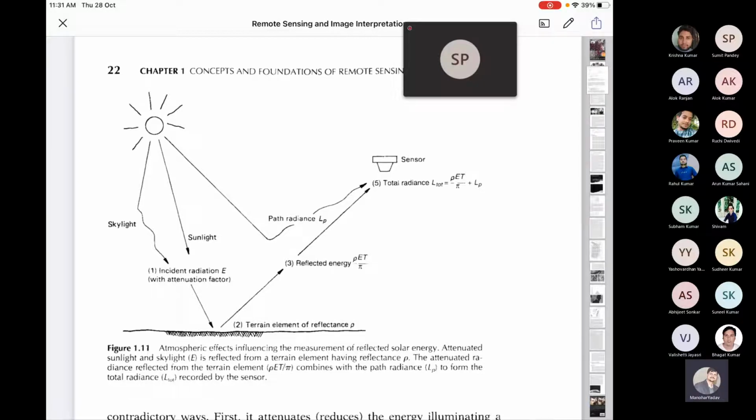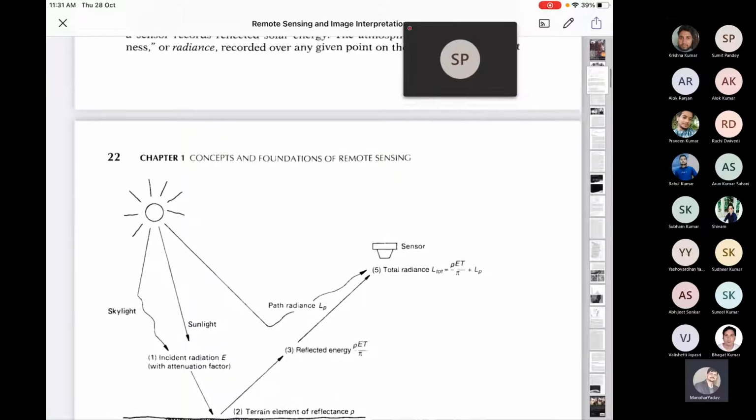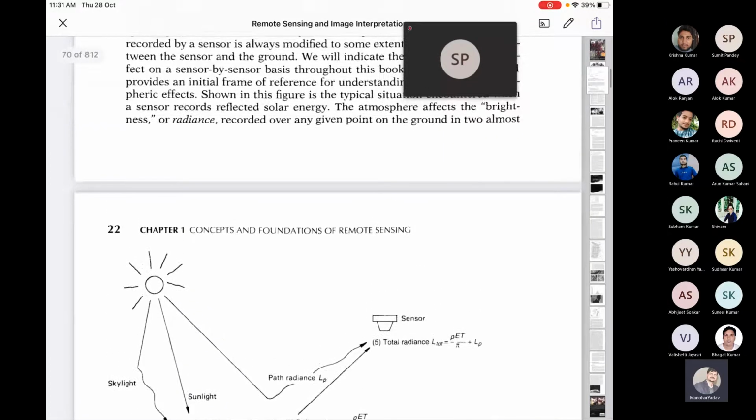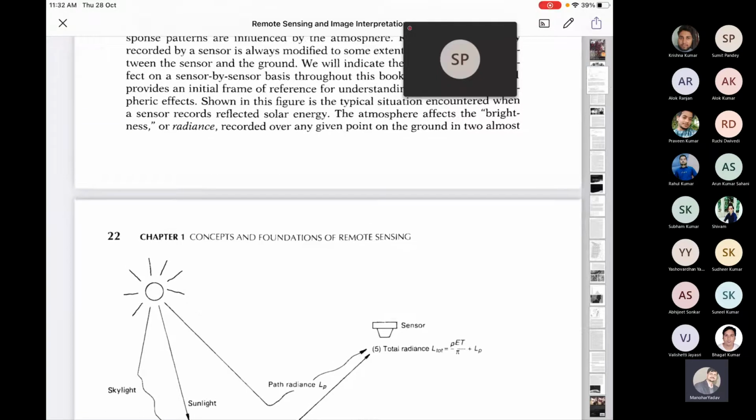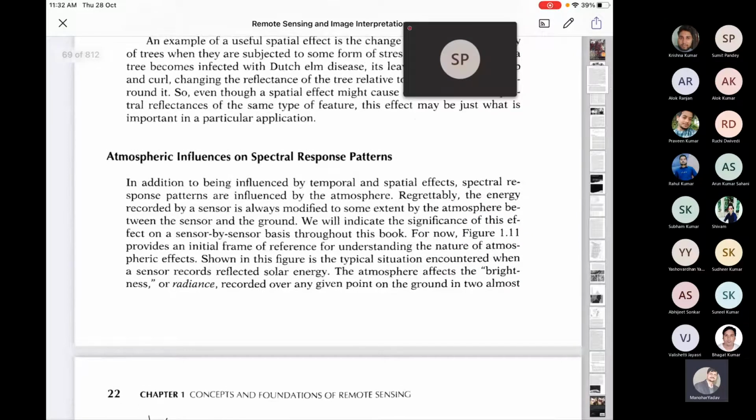But in that FOV, there is also a contribution of atmospheric scatter. As you see there, we call it path radiance. So the total radiance, the total energy collected at the sensor, is the actual energy outgoing from the surface as well as the energy in the FOV from the atmosphere itself. This is the reason why the heading of this discussion is atmospheric influence on the spectral response pattern.